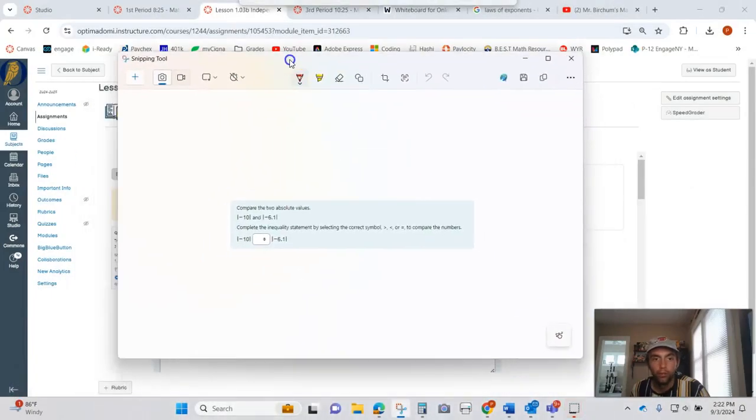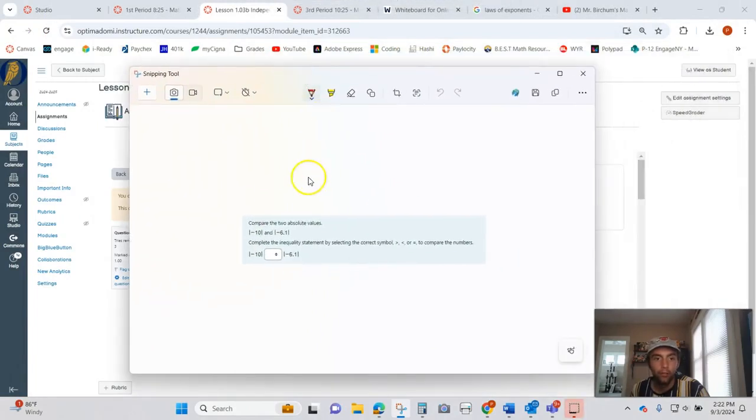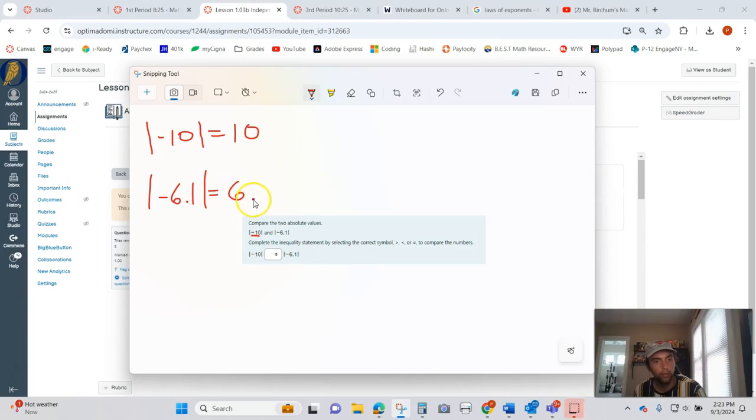We have learned from the last homework assignment that absolute value is the distance that the inside number is from 0. So the absolute value of -10 is asking how far away is -10 from 0. -10 is 10 units away from 0. The absolute value of -6.1 is asking us how far away is -6.1 from 0. -6.1 is 6.1 units away from 0.